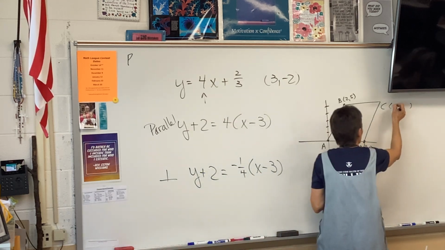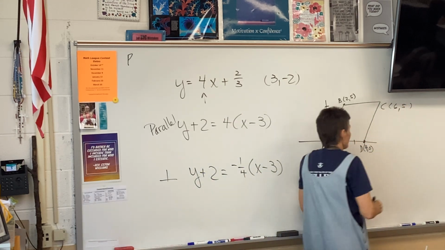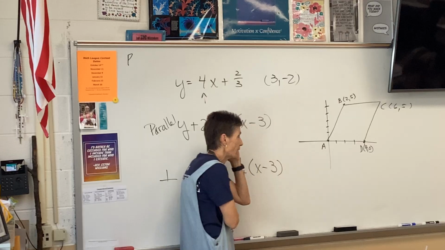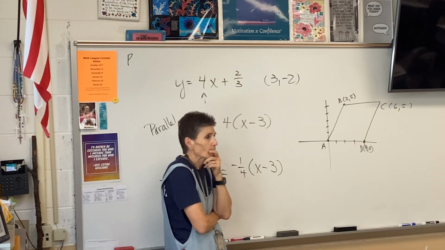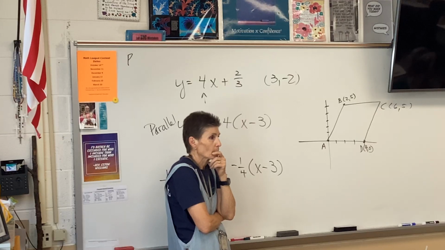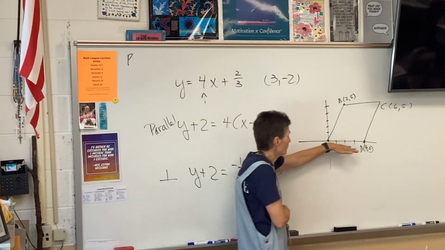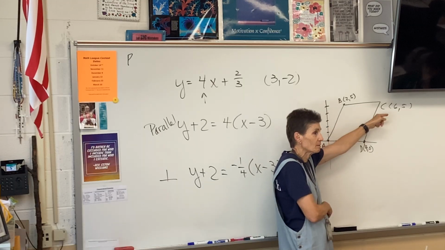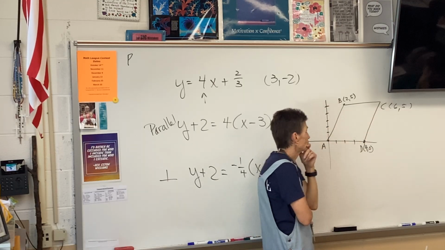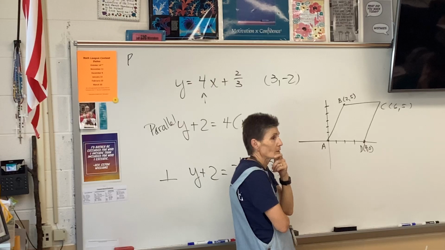6.5. And Mr. Berg, you were the first one that I heard anyway. How did you get 6.5? What was your logic? D is just 4 points to the right of it. So I just added 4 to the x value. These have to be parallel, right? So if that one's straight across 4, is that one gonna be straight across 4? Perfect.